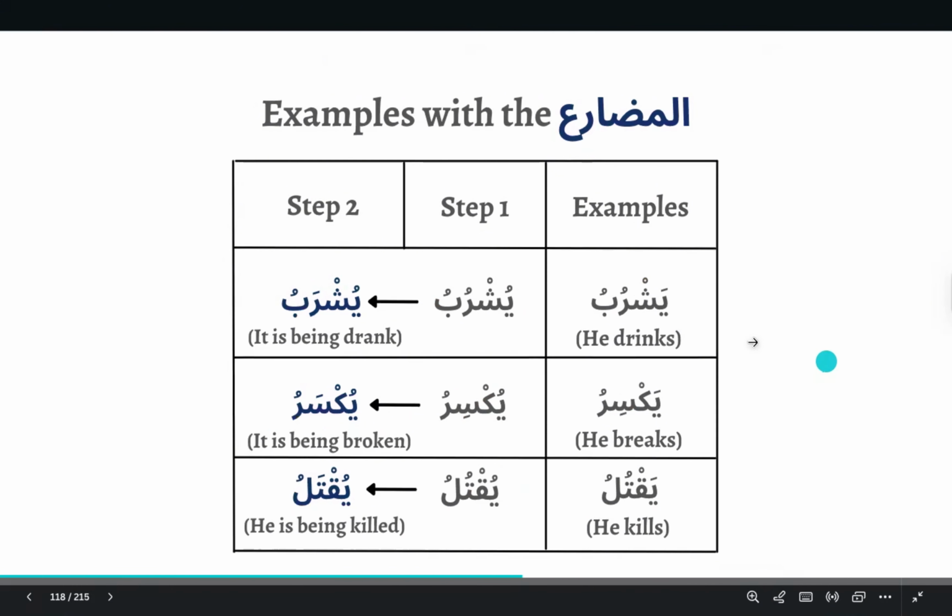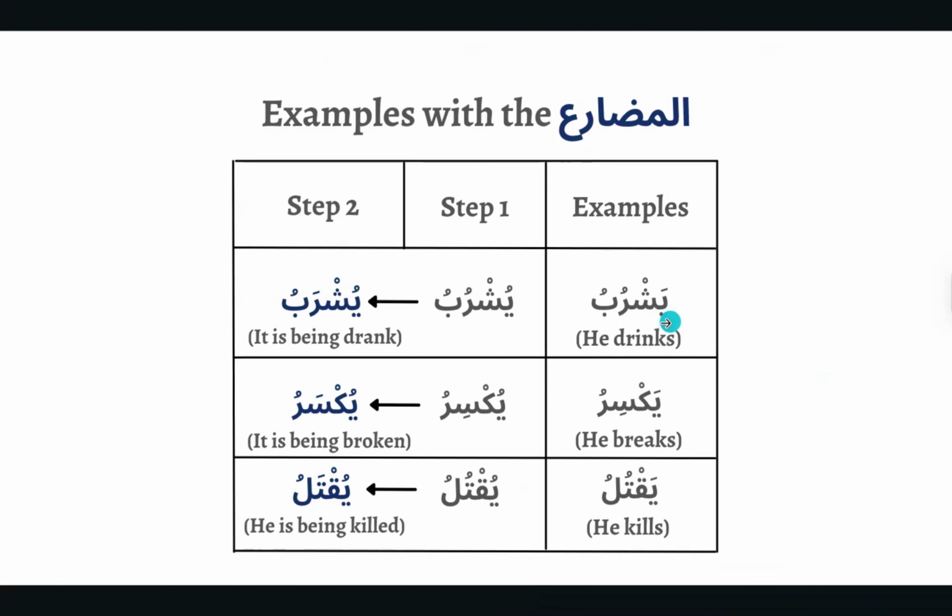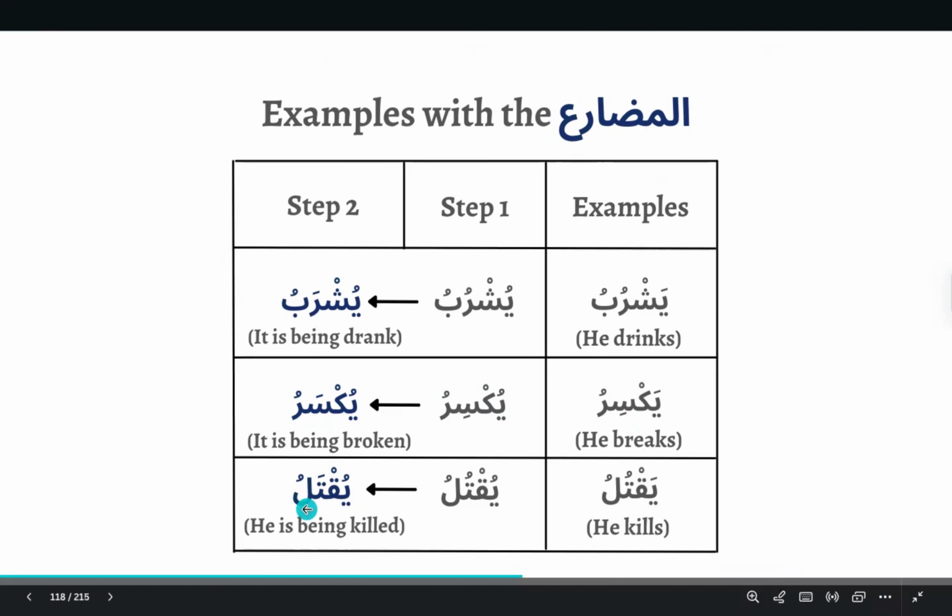For the mudari', it's similar, but slightly different. Step number one is that you put a dhamma on the first letter. The first letter here is going to be the harf mudara'a, the ya, the ta, whatever the case may be. So ya becomes yu, yushrabu, and then you put a fatha on the penultimate letter. So instead of putting a kasra here, I put a fatha, so it becomes yushrabu. It's being drunk. Yaksiru means he breaks. I put a dhamma on the first letter, then I put a fatha on the penultimate letter. Yuksaru, it's being broken. Then yaqtulu becomes yuqtalu.